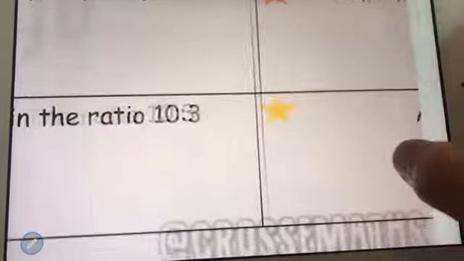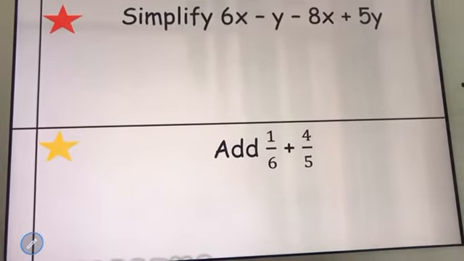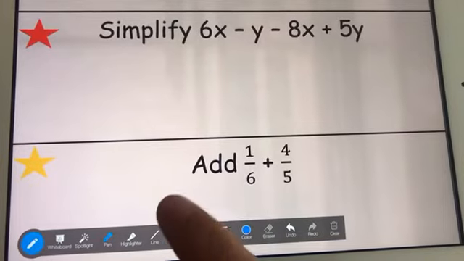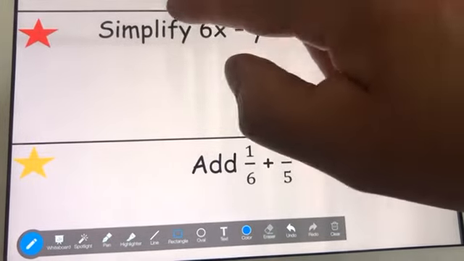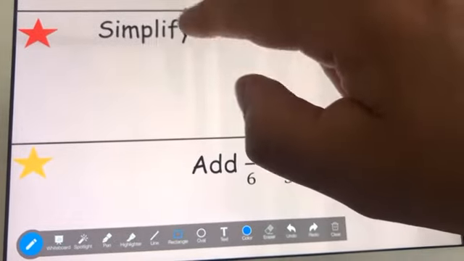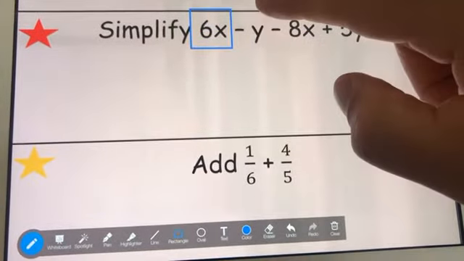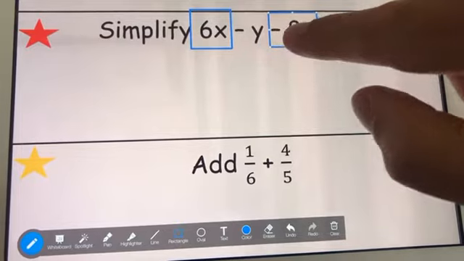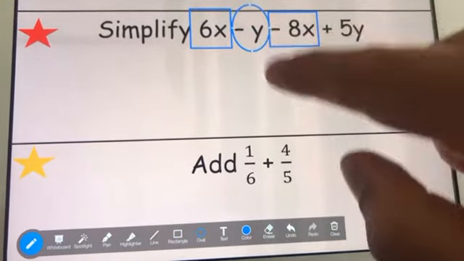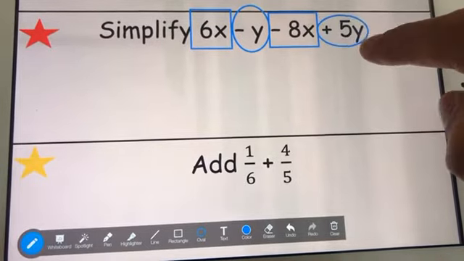Next one. So, 6x take away y. Again, we're going to do the same thing. That is simplifying, similar to what we just did, but without the expanding at the start. So I've got a 6x at the start. And I've got a minus 8x. Remember to get the sign in front. And I've got a minus y and plus 5y.